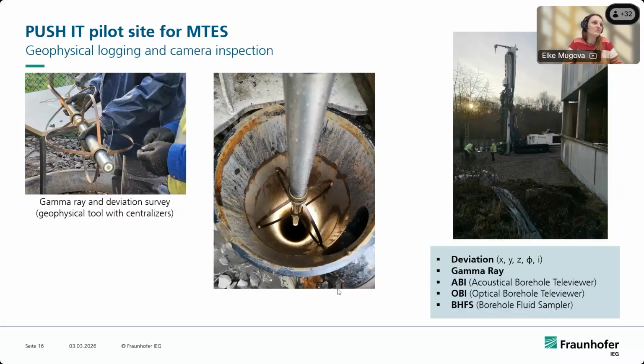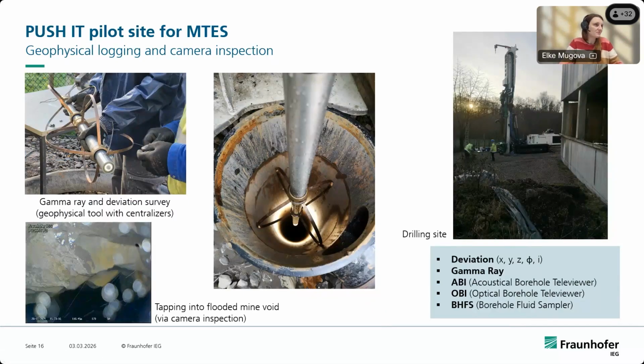And what else did we do? So deviation, to see the incline of the borehole, because it's a learning process. Gamma ray, then acoustic borehole televiewer, optical borehole televiewer, and we also took water samples with a fluid sampler from the flooded underground mine. And here on the right side, you can see a picture again of the drill rig and us early in the morning setting up our fieldwork equipment.